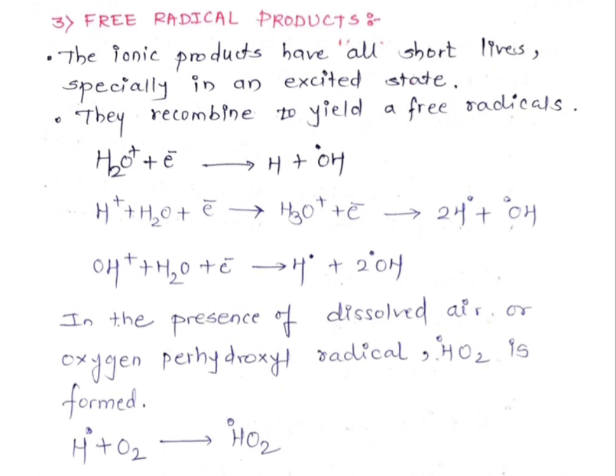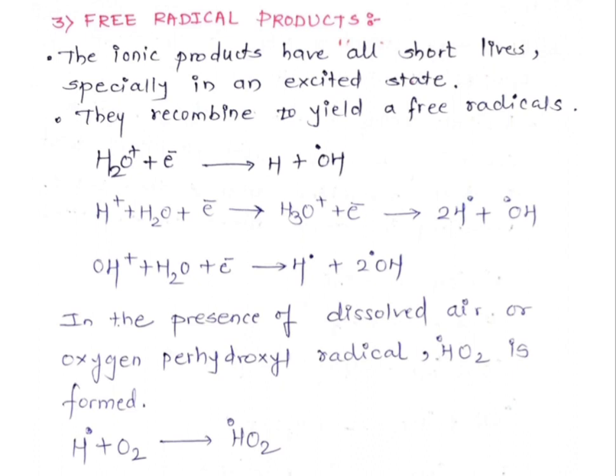The ionic products all have short lives. As we know, the positive ion, the negative ion, or the species present in the excited state will try to come into the ground state and attain stability. So simply, the ionic products all have short lives, especially in the excited state. They recombine to yield the free radicals. So we will see the first formation of the radical.